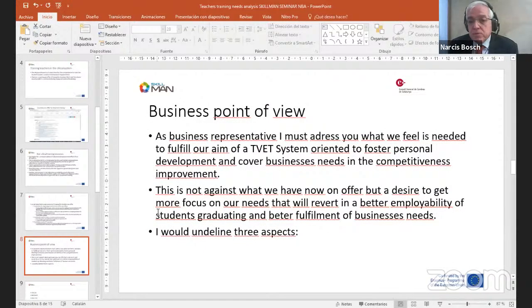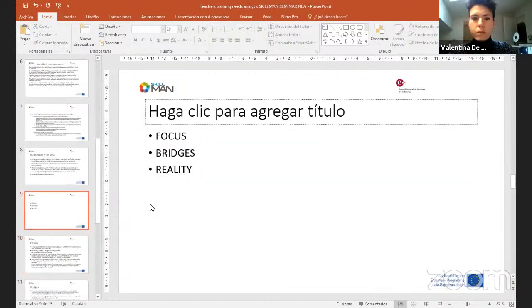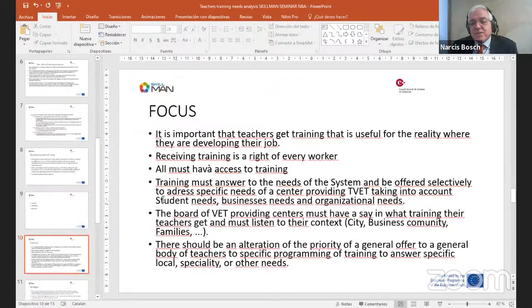From a business point of view, as business representative, I must address you that we feel it is needed to fulfill our aim of a TVET system oriented to foster personal development and cover businesses' needs in the competitiveness improvement. This is not against what we have now on offer, but a desire to get more focus on our needs that will revert in a better employability of students graduating and a better fulfillment of business needs. I would underline three aspects: focus, bridges, and reality. I'm not good at making acronyms, but we can find something with these three words.